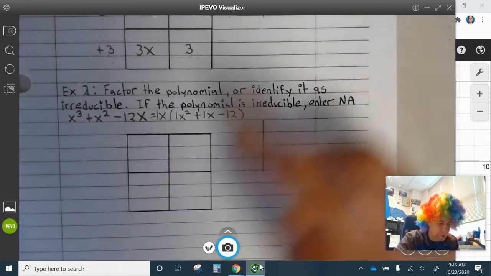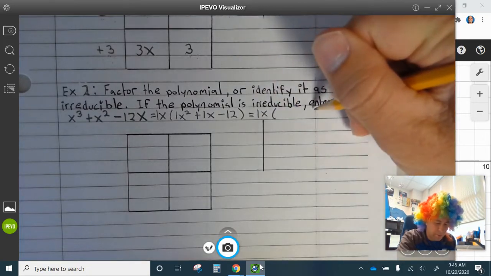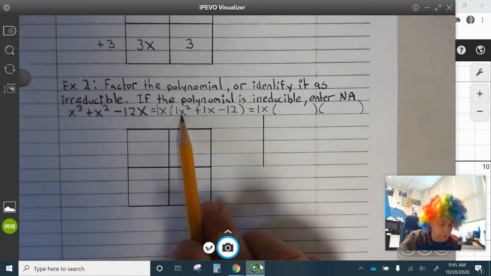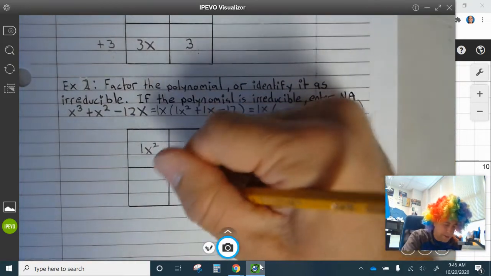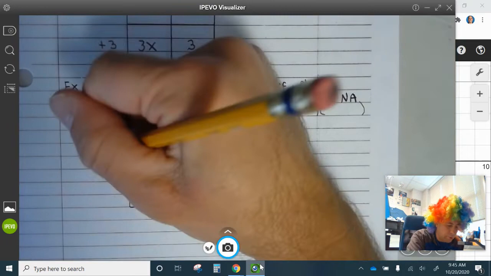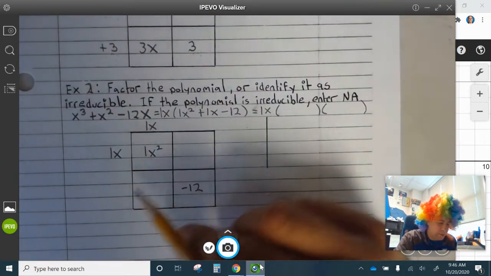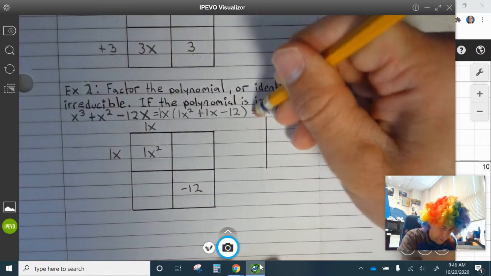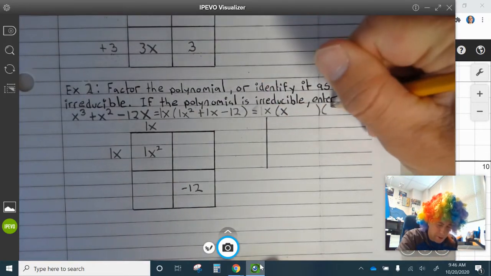Now, we know we're done with the 1x. We're not going to do anything else with that. And we know that if we factor, we're going to have two parentheses. Okay. So now let's focus on factoring the 1x squared plus 1x minus 12. So we know first term, 1x squared, last term. Okay. Now we have to ask ourselves, what makes x squared? Well, we know 1x and 1x. Okay. Now, I believe when you put the answer in, you're not going to put the ones in front. You can, but I think when you put it in HRW, they're just going to want x and x.